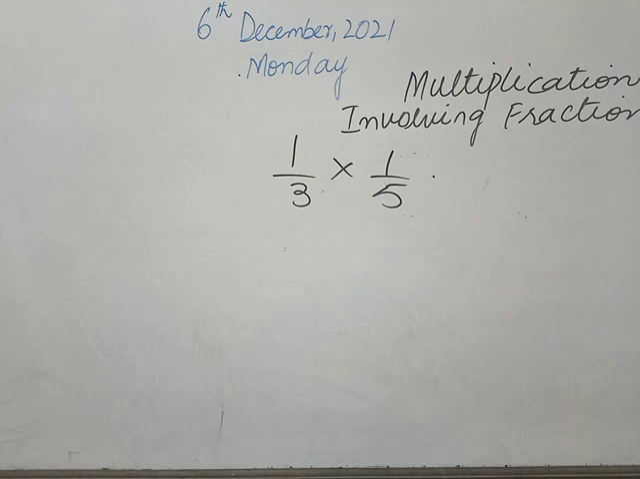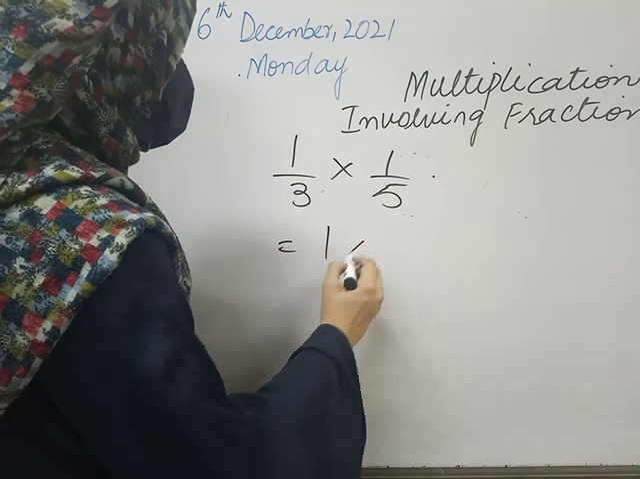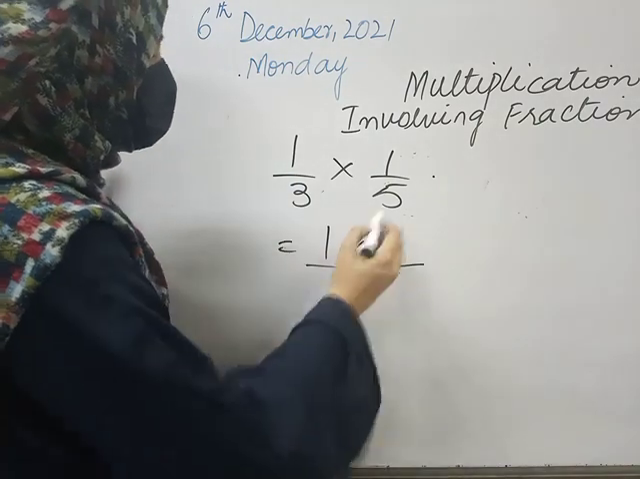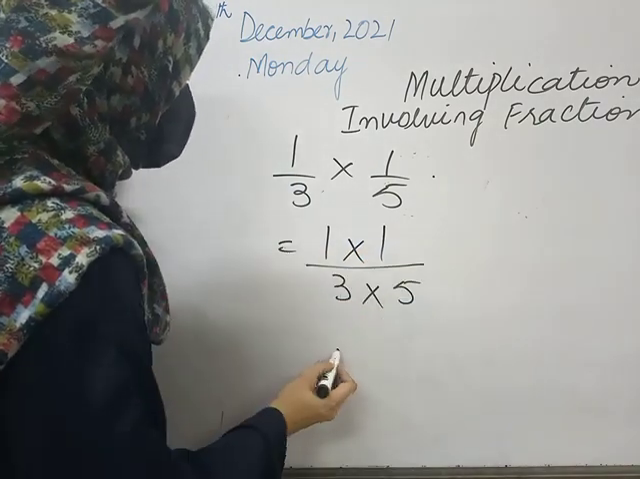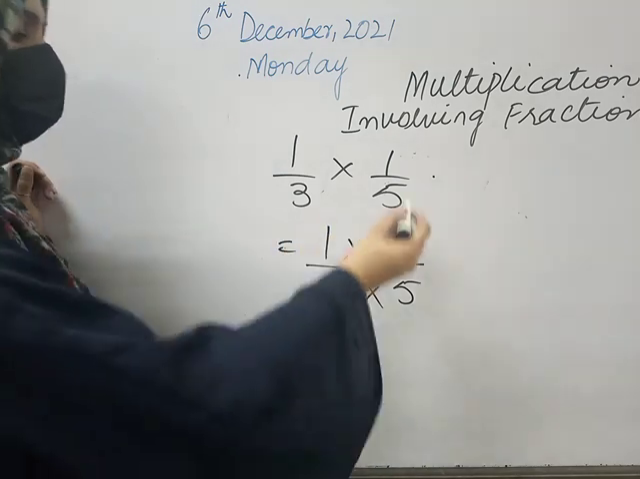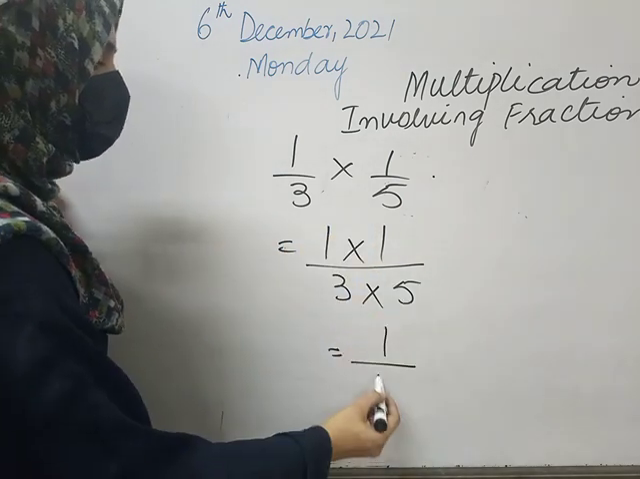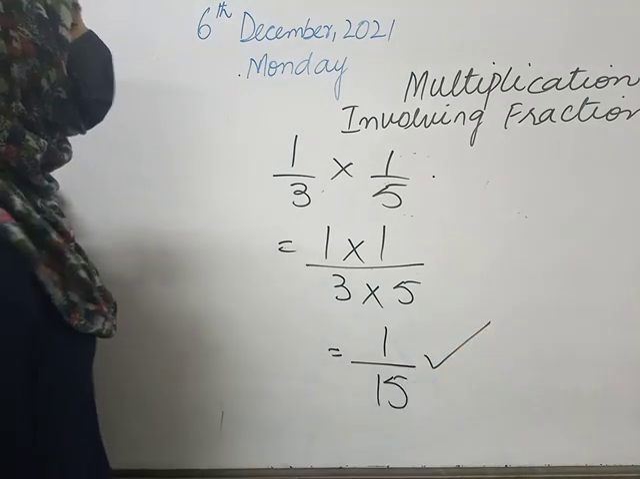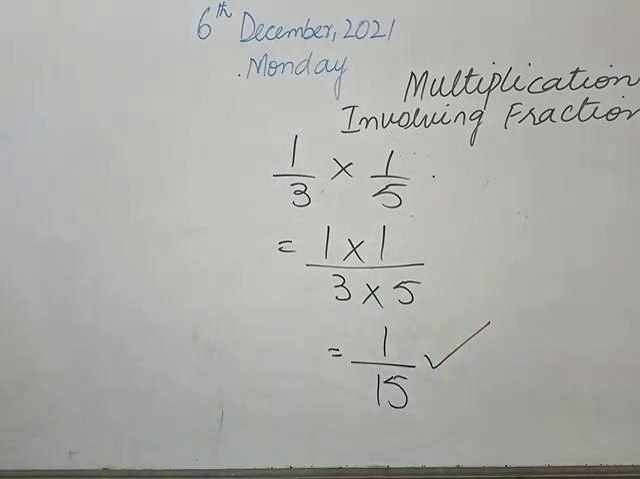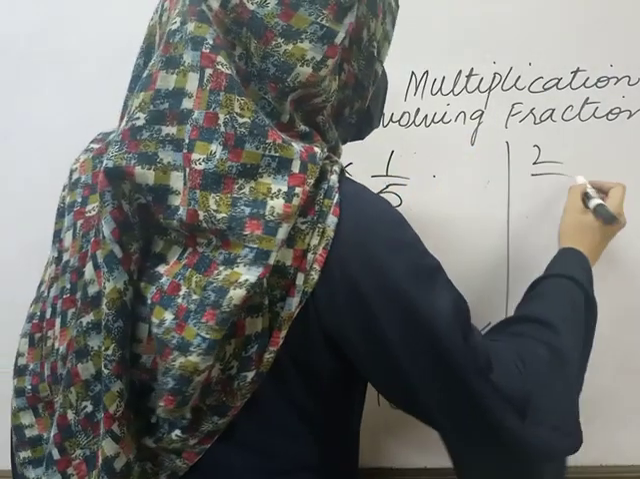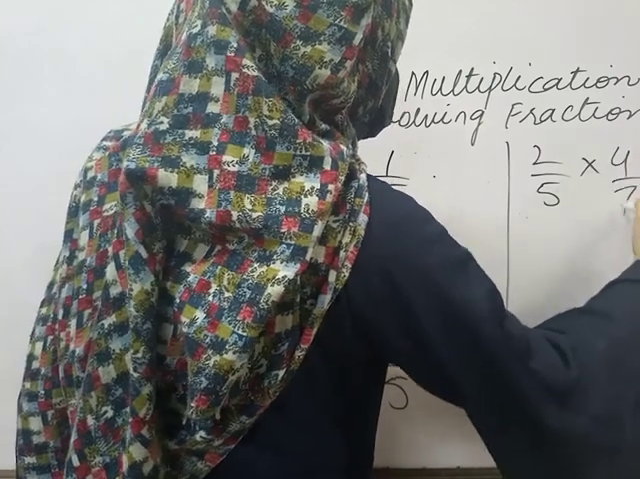Now, I am going to multiply. 1 will be multiplied by 1 and 3 will be multiplied by 5. So in the end we have 1 times 1 is 1 and 3 times 5 is 15. So 1 by 15 is my answer, which we write in the end. Fine. We have another example which is 2 by 5 into 4 by 7. 2 by 5, 4 by 7.